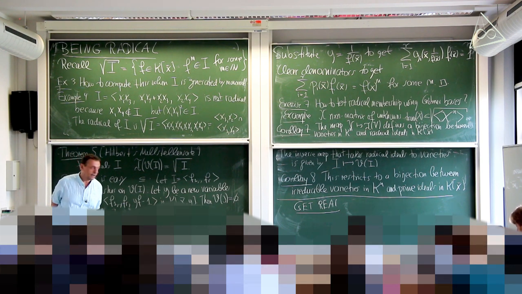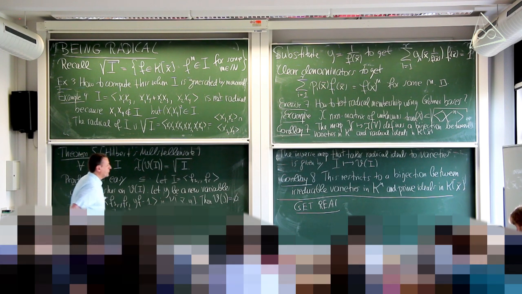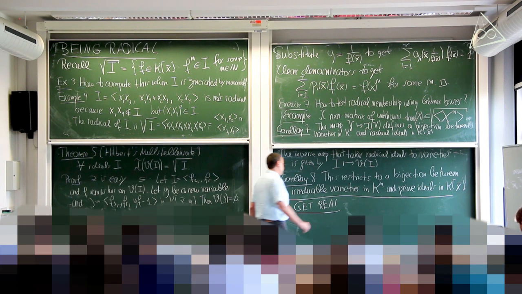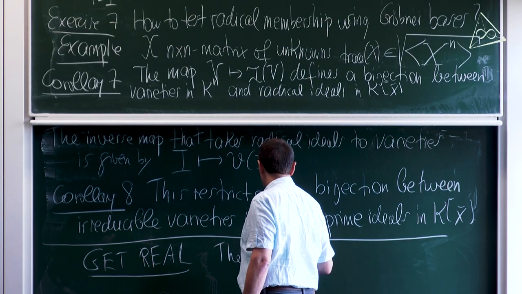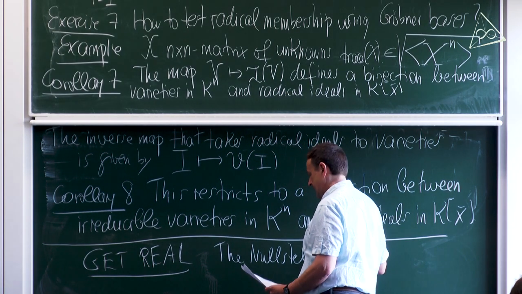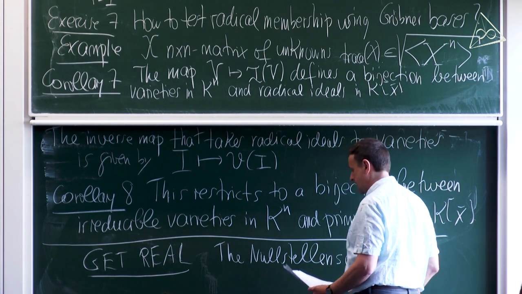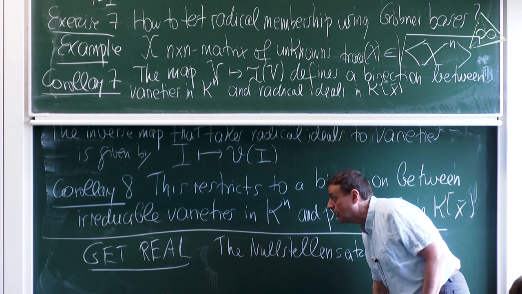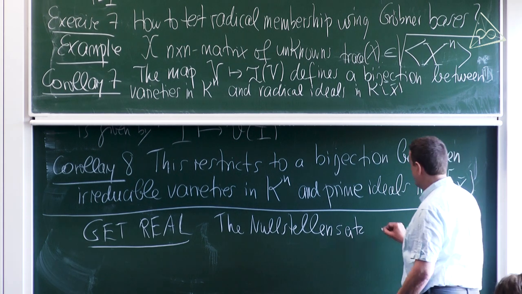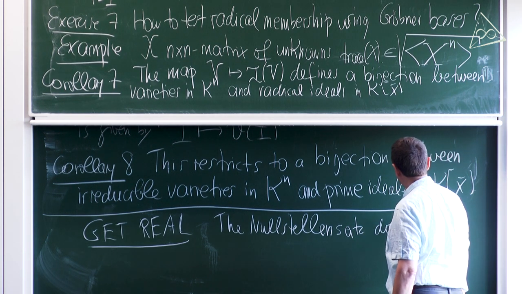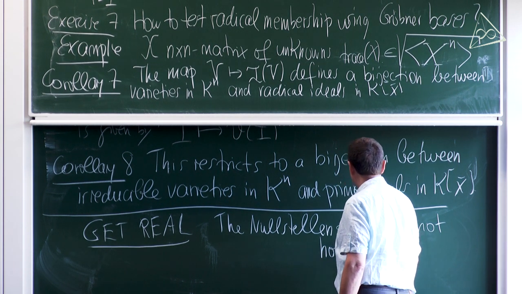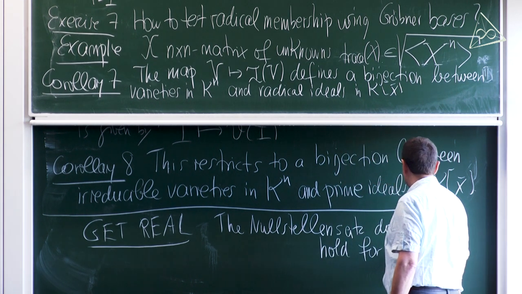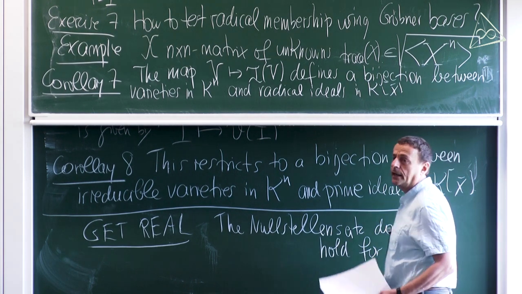And I see some nodding. So what can we say about the real numbers? Well, first, the news is not so good. I claim that the Nullstellensatz, as stated, is not true. The Nullstellensatz, the way we phrased it in the various forms here, does not hold if K is the field of real numbers, or in fact, any ordered field.